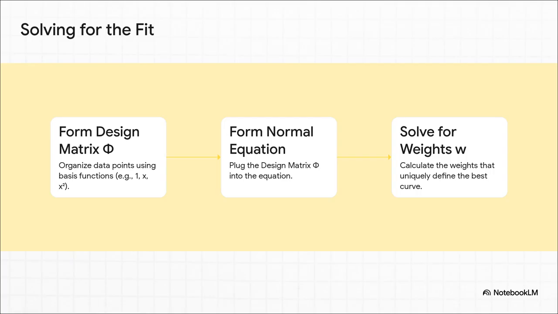So, the process itself is pretty straightforward. First, you take your data and organize it into this special grid called a design matrix. It's just a neat way to line up your numbers. Then, you plug that matrix into the normal equation. And finally, you solve for W. These are the model's weights. Just think of the weights as the secret sauce, the numbers that give our curve its unique shape.